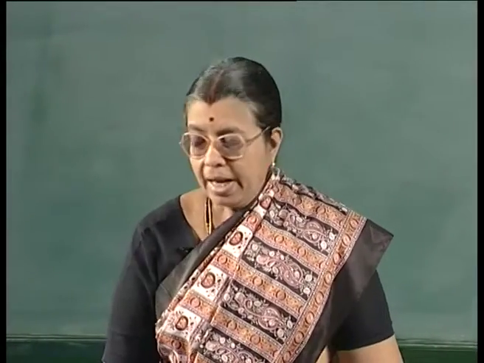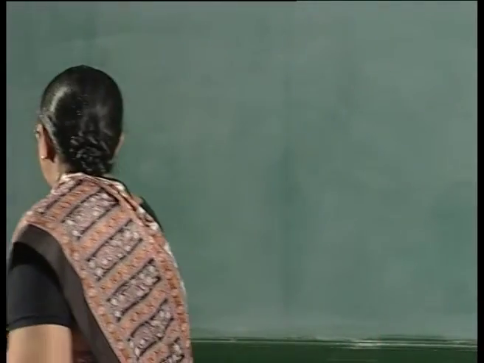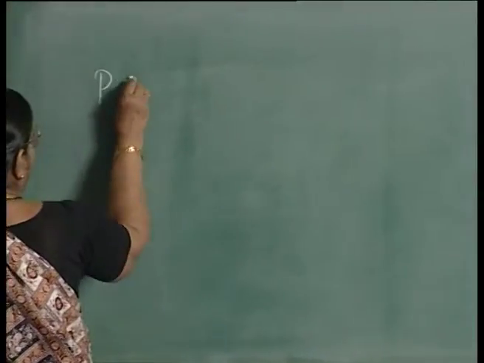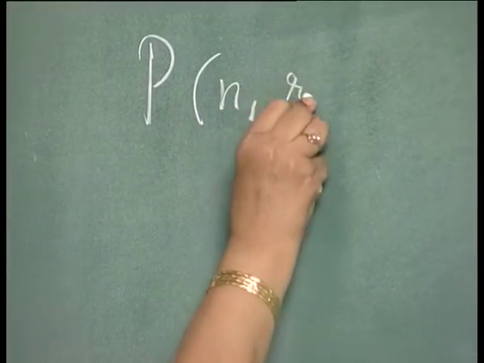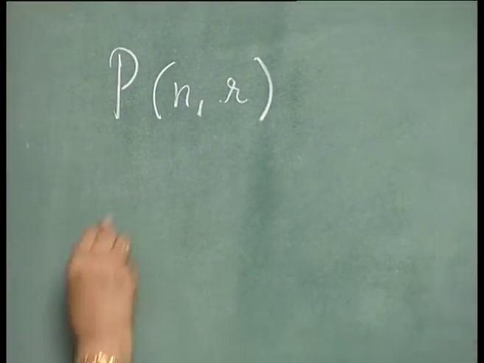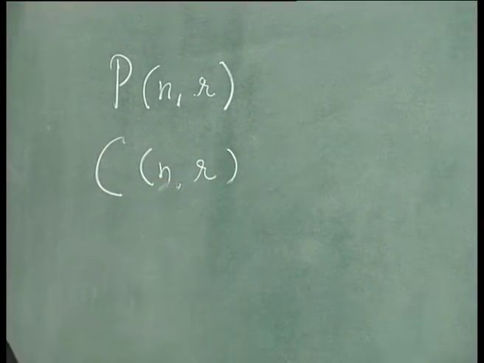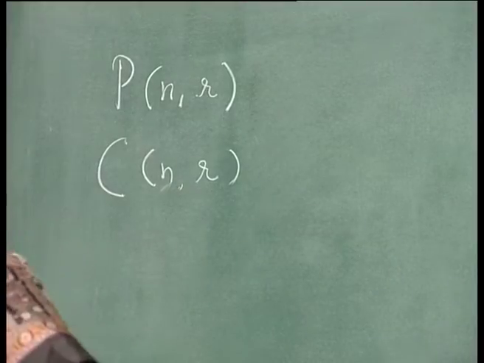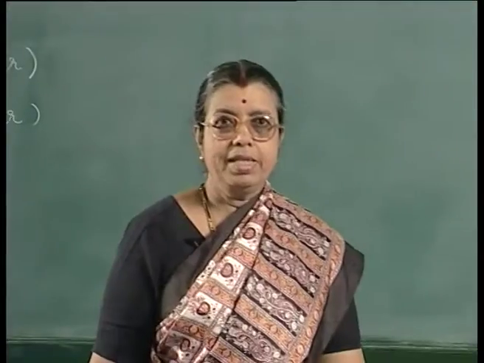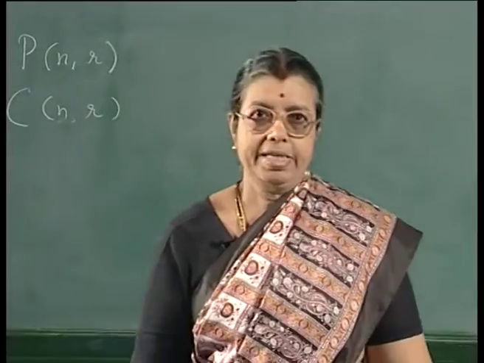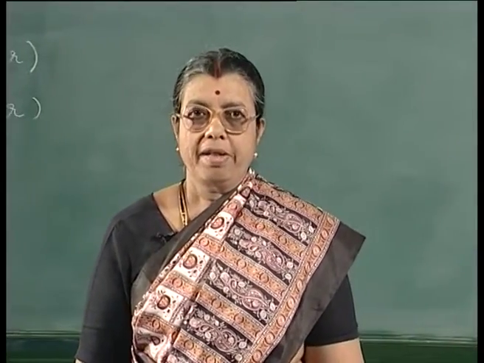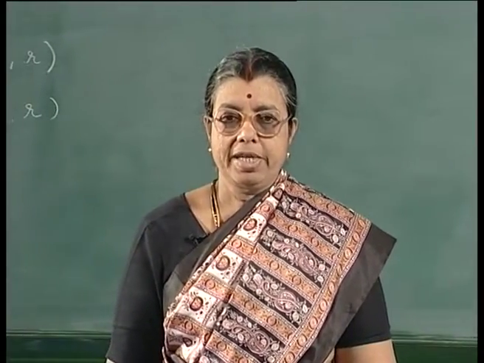In the last two lectures, we saw about permutations and combinations. PnR denotes the number of permutations of R objects out of N objects, and CnR denotes the number of combinations of R objects out of N objects. And we have seen some results about this where repetitions are allowed and where different types of arrangements are considered and so on.